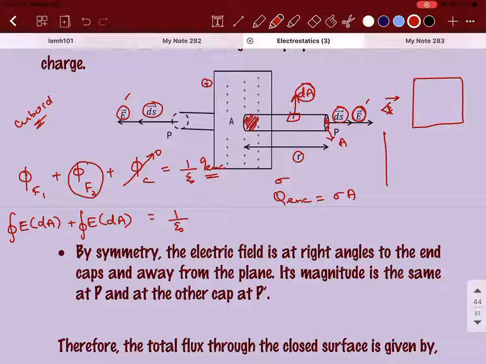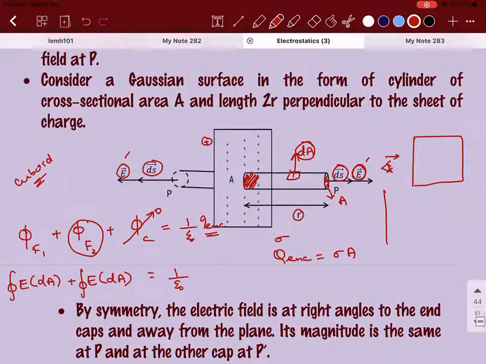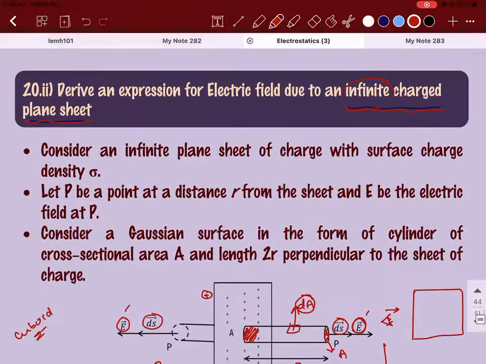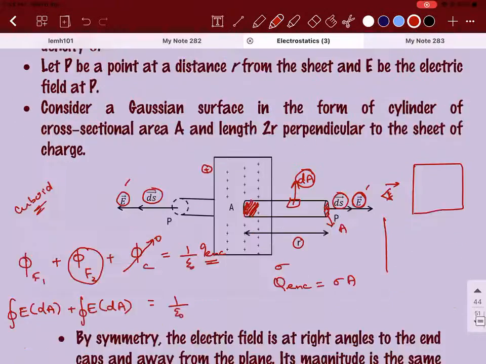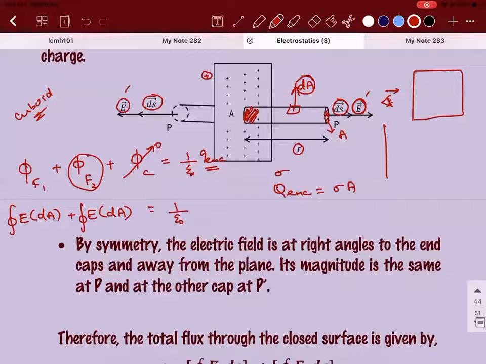This is the Gaussian surface. Now, what does Q enclosed mean? Q enclosed means the charge enclosed within the Gaussian surface. The paper is, first of all, an infinite plane sheet. And secondly, whatever is present inside this Gaussian surface is exactly in this area only, no? The area.